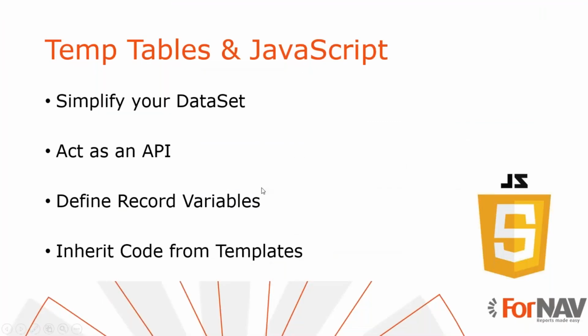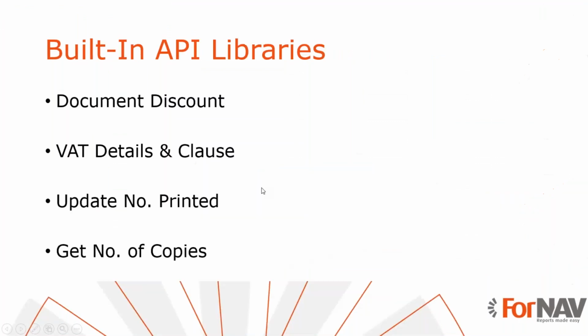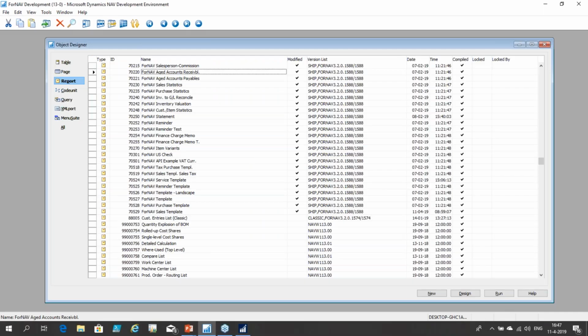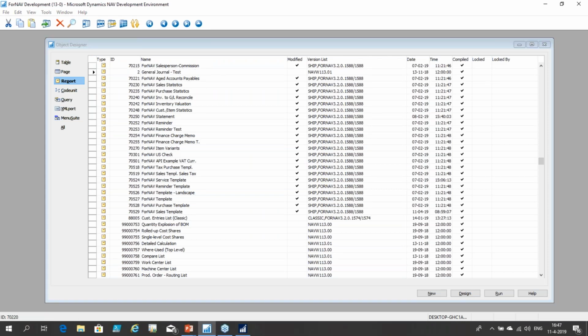The last pattern I want to talk to you about is leveraging API libraries. The reason we have API libraries in the ForNAV report pack is to avoid code cloning. The second reason is to separate business logic from the report. Standard Navision reports have a lot of code cloning.